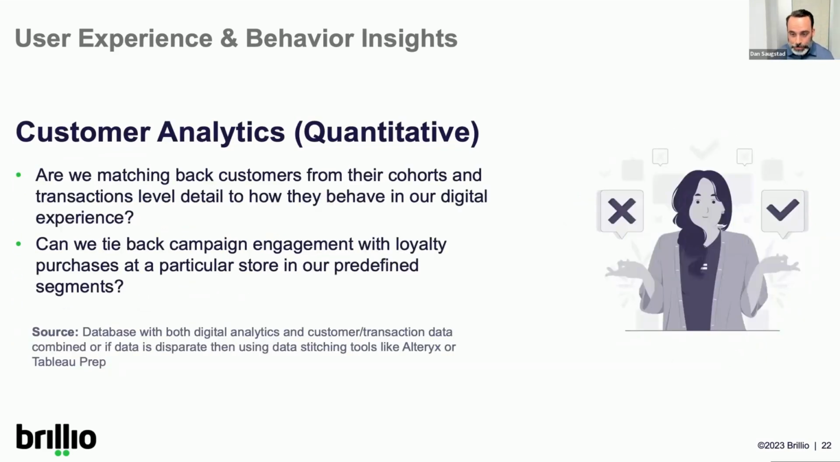Now, the one that puts that all together is what we call customer analytics. This is where you're matching customers all the way through cohorts, transaction level detail, digital behavior, digital engagement. It's that 360 view that Raghu was talking about, pulling all these data sources into one place to get this really good picture of your customers. A question that would be a customer analytics question is, can we tie back campaign engagement with loyalty purchases at a particular store in predefined segments? And what do we find when we look at that?